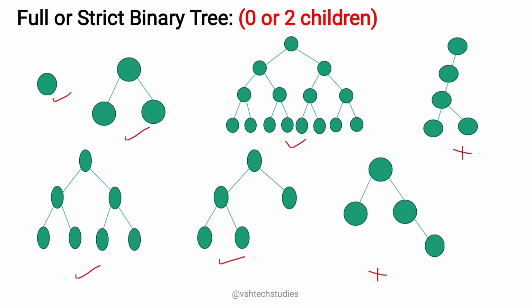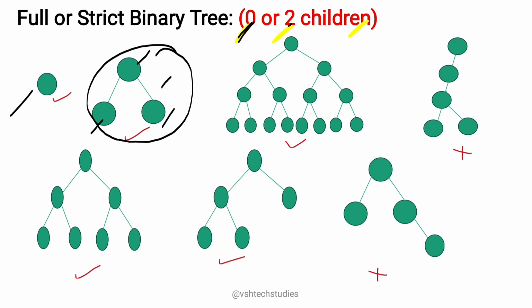So the next one we shall consider is the full or strict binary tree. In a strict binary tree, any node, if you observe, may have 0 children or 2 children. Any node cannot have only one child. So this is a full or strict binary tree because it doesn't have any children, so 0 children. And this is also a full or strict binary tree because there are 3 nodes. This node has 2 children, and these 2 nodes have 0 children. Hence this tree is also a full or strict binary tree.